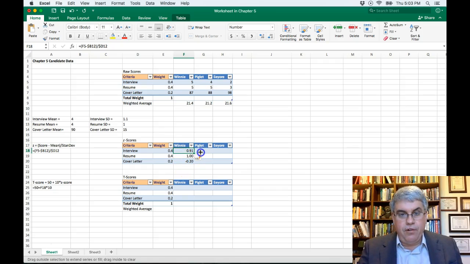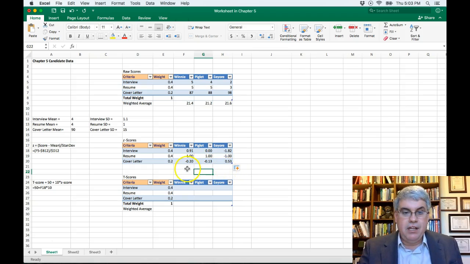And now if I drag this over here, I can calculate them for Piglet and Eeyore as well. And then I can drag it down here, and I'll get the z-scores for everybody. So now that I've got the z-scores, I can go and calculate the t-scores. Now we can see that Winnie and Piglet's scores are much higher for the interview and the resume, whereas for the cover letter, there's not too much difference. The standard deviation is still going to be one, and that way, the cover letter won't outweigh everything else. We'll be able to give the weights that we desire.